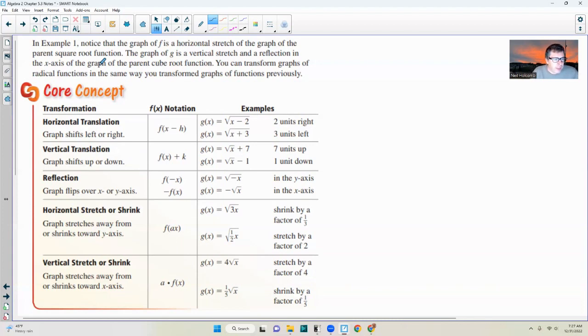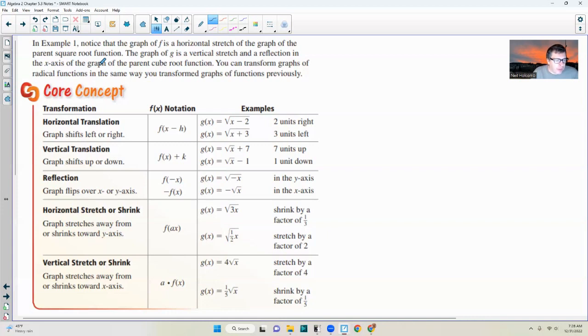Horizontal stretch or shrink: the graph stretches away from or shrinks towards the y-axis. That's f of a times x, so there's that value other than 1. So if the a is under the radical, it's a shrink by the reciprocal, 1/3. And the same goes for the 1/2. The reciprocal of 1/2 is a stretch of 2.